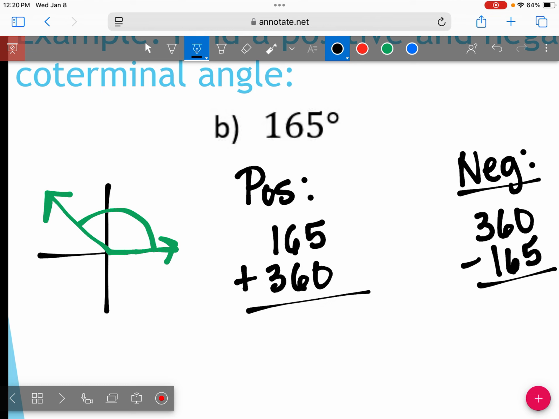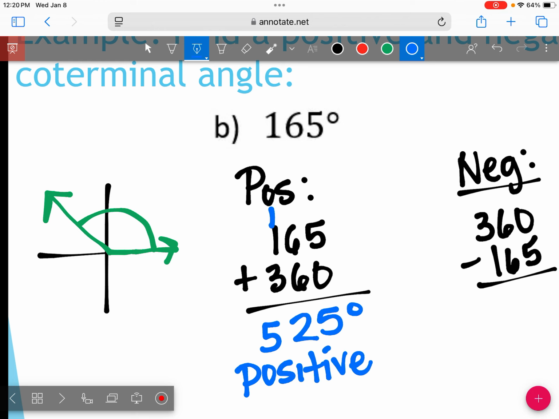So my positive angle, I have 5 plus 0, which is 5. 6 plus 6 is 12. Carry the 1. 1 plus 1 plus 3 is 5. This would be my positive angle. So this has the exact same terminal side as what we drew. If I asked you to draw a 525-degree angle, it would be exactly where I put this angle. It's the same. Co means same.